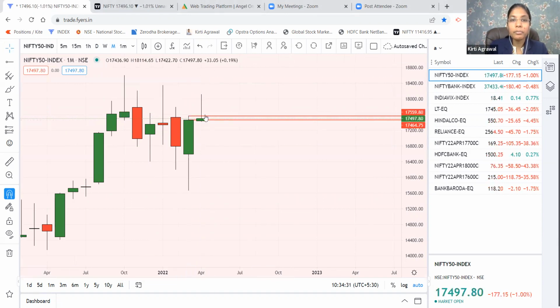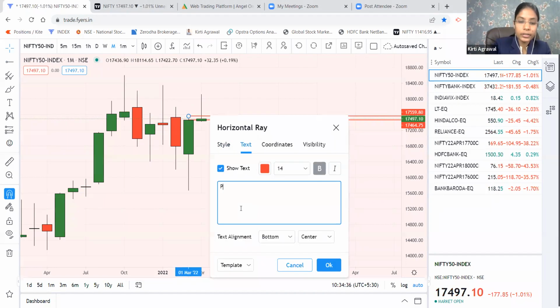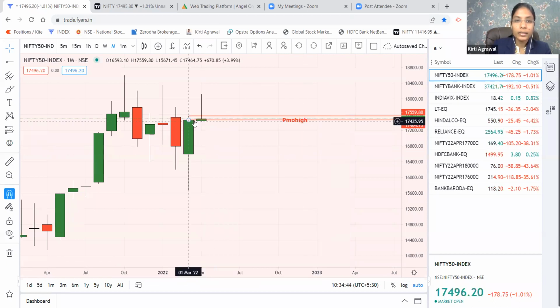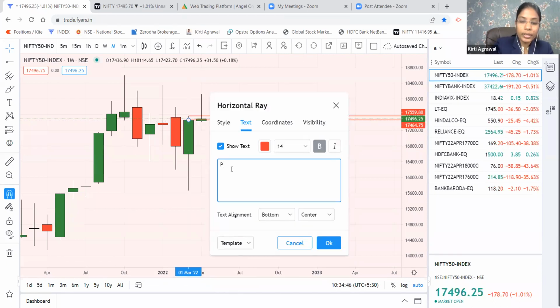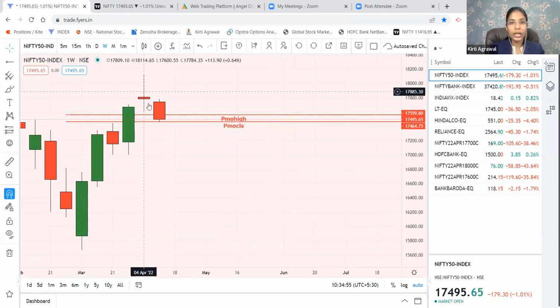So if I mark the two boundaries and write it here, this is your previous month's high, right? And this is your previous month's close, right? Now go back to the weekly chart. This is how Nifty performed last week.